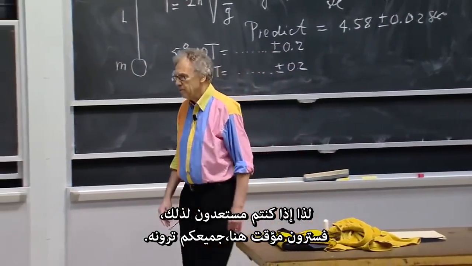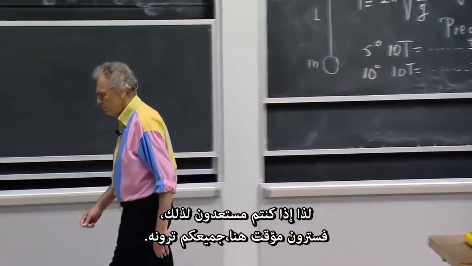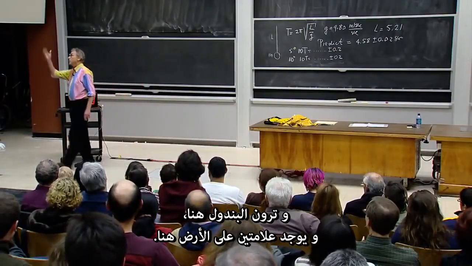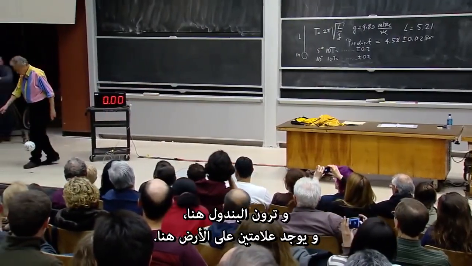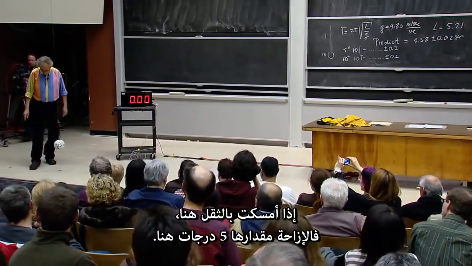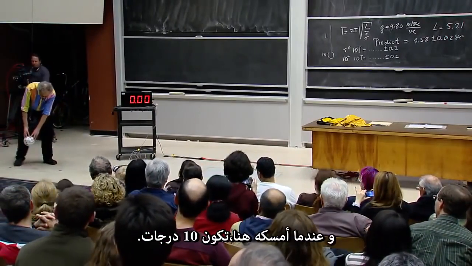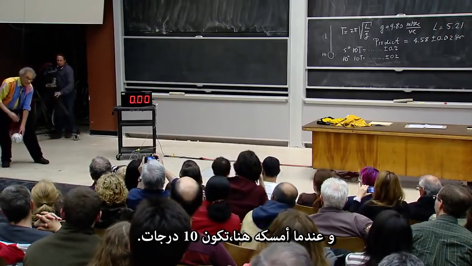So, if you're ready for that, you see here the timer, that all of you can see, and here you see the pendulum, and I have 2 marks on the floor here. If I hold the bob here, then it is 5 degrees. This is 5 degrees, and when I hold the bob here, it is 10 degrees.